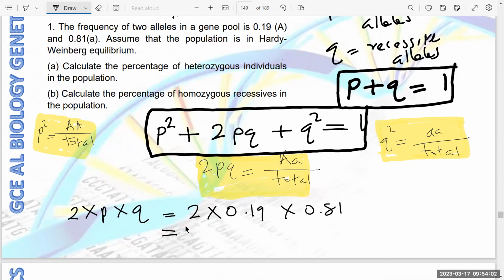0.19 multiplied by 0.81 multiplied by 2. 0.31 rounded up, 0.31. Now this can also be written as 31%. So the percentage of heterozygous individuals is 31%. In this population, 31% represent heterozygous of this phenotype.